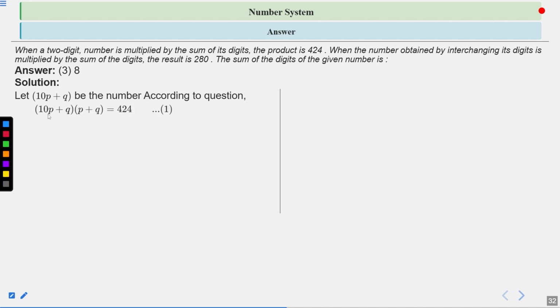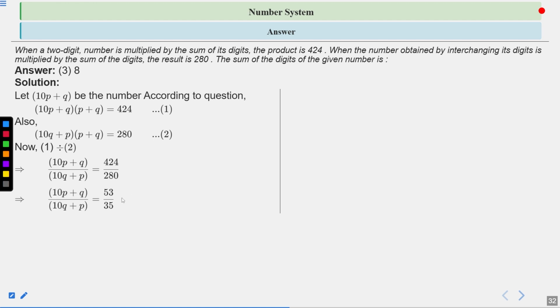So we can say that this becomes (10p plus q) multiplied by (p plus q), which equals 424. Also, when we reverse it, it becomes (10q plus p) multiplied by (p plus q), which equals 280. This is our equation 2. Now dividing equation 1 by equation 2, what do we get? We simplify it, so p plus q cancels out. So we get (10p plus q) upon (10q plus p) equals 424 upon 280.